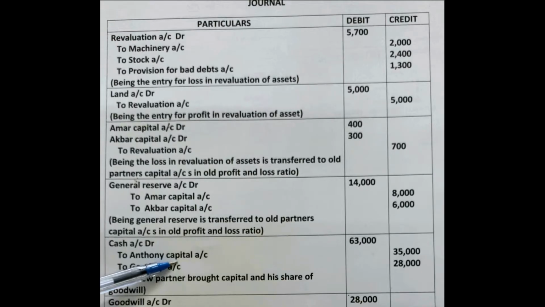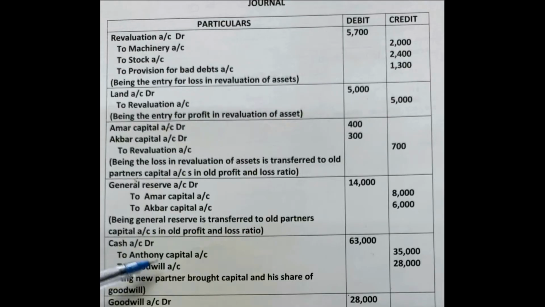Now we are preparing capital accounts. Observe whether the capital account is debited or credited. Anthony capital account is credited. Therefore, in capital accounts, on the credit side we have to post this entry. What to write in the particulars column?